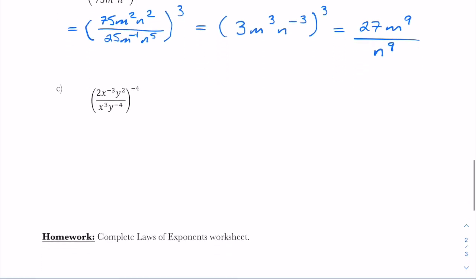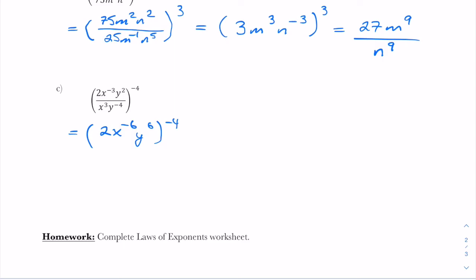And lastly, we have one more over here. You can approach it like we did in part A by simplifying inside of the brackets first. Actually, I think I'll do that for this one. So inside of the brackets, the only coefficient we have is 2. X to the negative 3 over x to the 3, you have to subtract your exponents, giving you x to the negative 6. You subtract the exponents of the y's, giving you y to the positive 6. All of that is to the exponent negative 4.